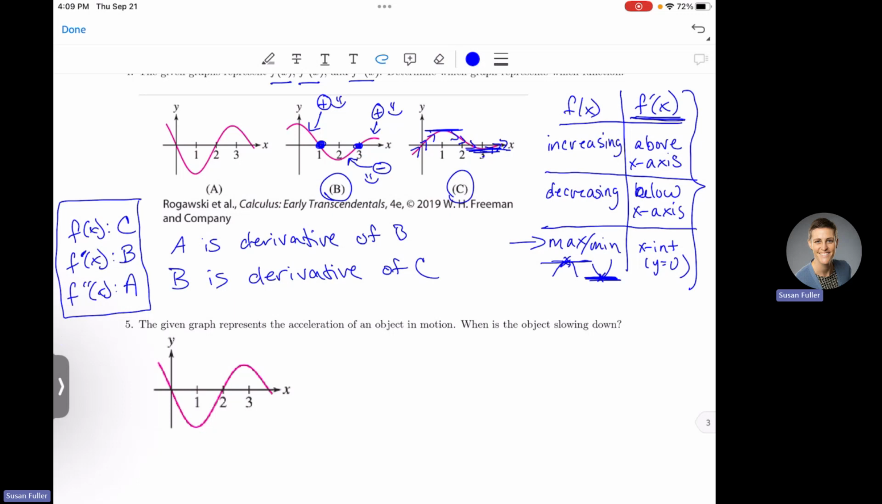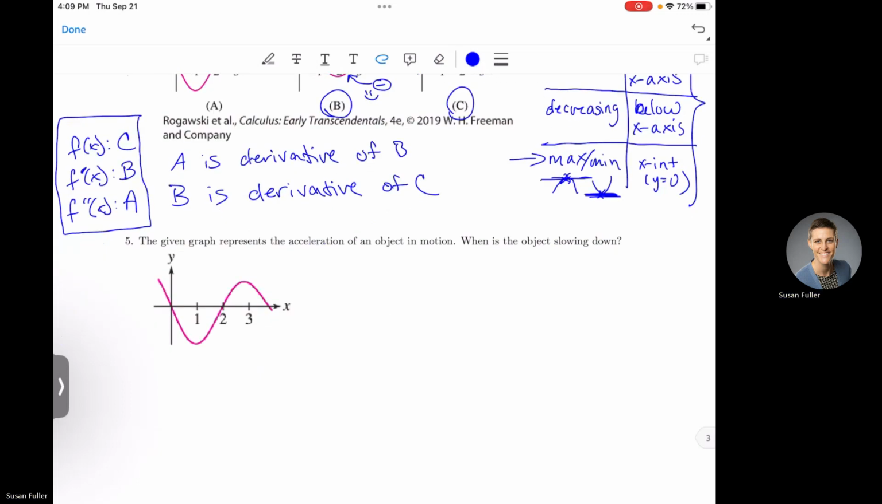Okay, and then the last one that I wanted to kind of mention is with number 5. This graph that I'm given represents acceleration. So this is an acceleration graph. That means this is like my second derivative graph if my original was position. Okay, so this is acceleration. When is the object slowing down?